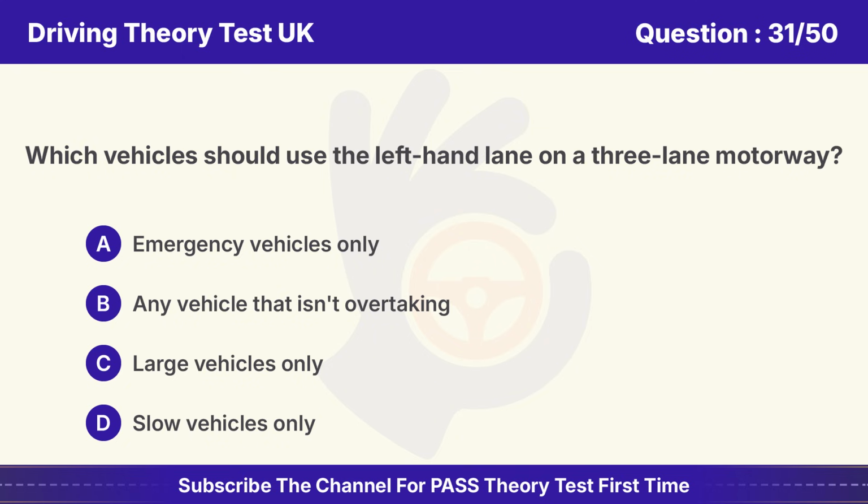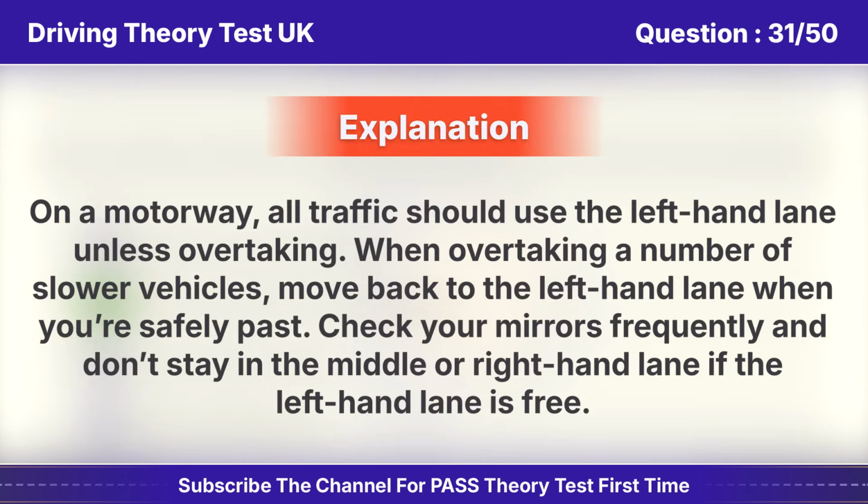Question 31. Which vehicles should use the left-hand lane on a 3-lane motorway? Answer is B. Any vehicle that isn't overtaking. On a motorway, all traffic should use the left-hand lane unless overtaking. When overtaking a number of slower vehicles, move back to the left-hand lane when you've safely passed. Check your mirrors frequently and don't stay in the middle or right-hand lane if the left-hand lane is free.